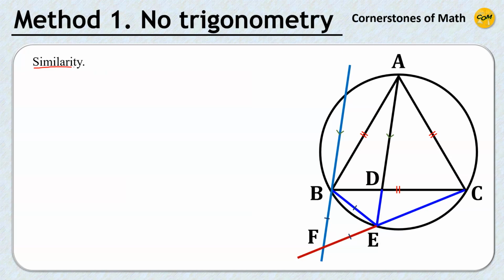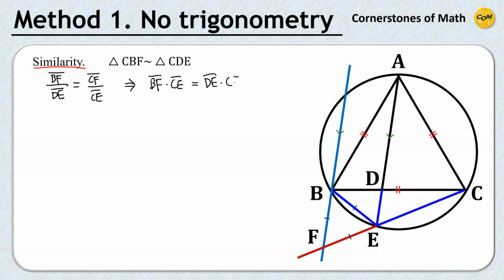And now the similarity part. More specifically, the similarity between triangles CBF and CDE. This means that the ratio BF to DE is equal to CF to CE. That is, this to this is equal to this to this. So we have BF times CE equals DE times CF.